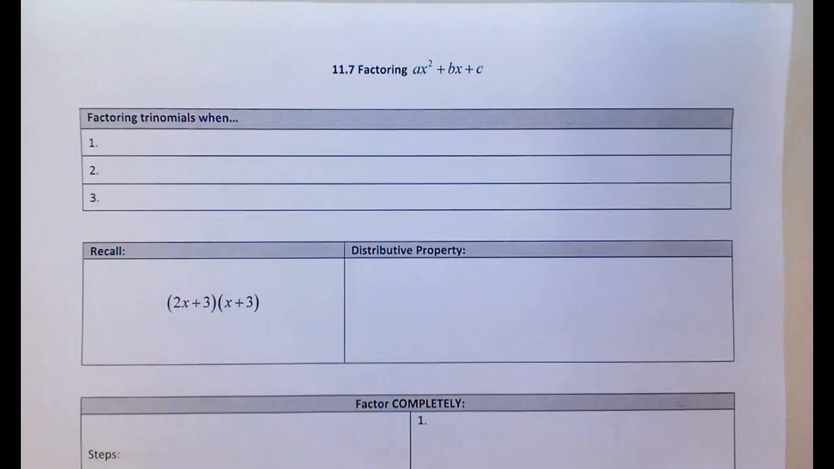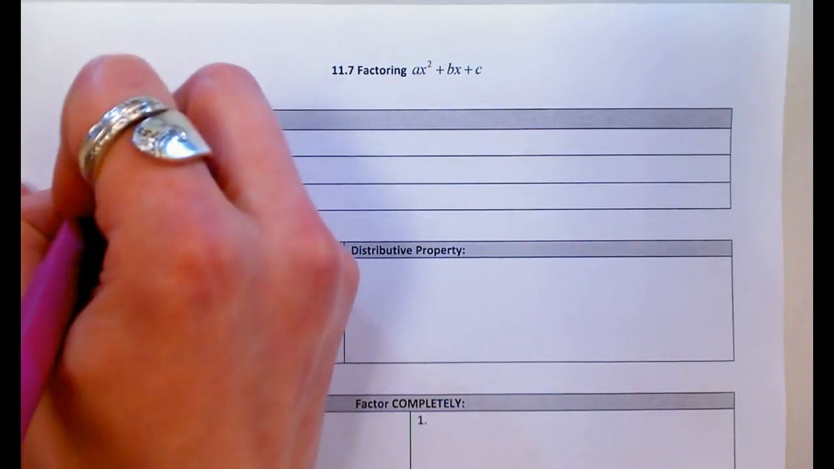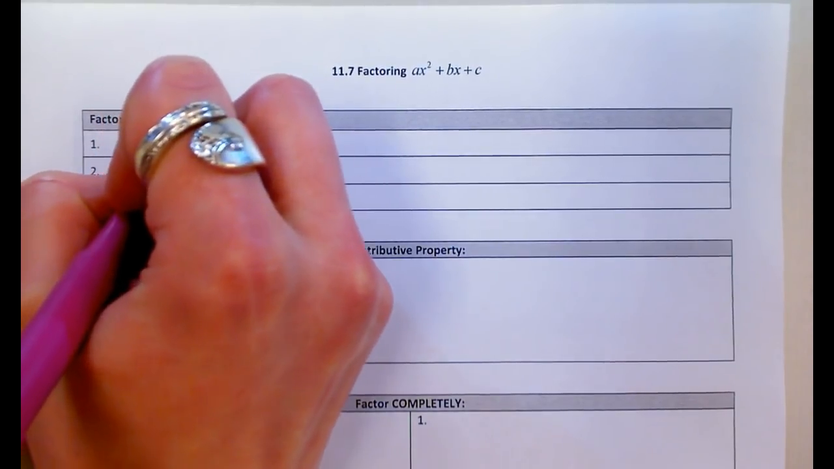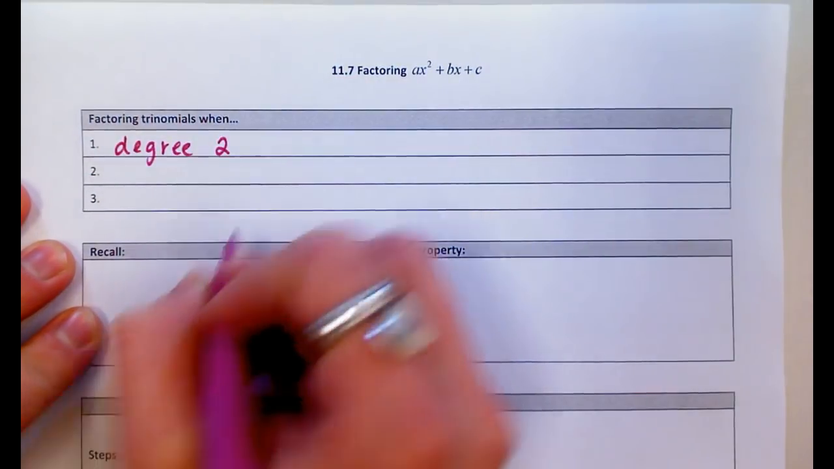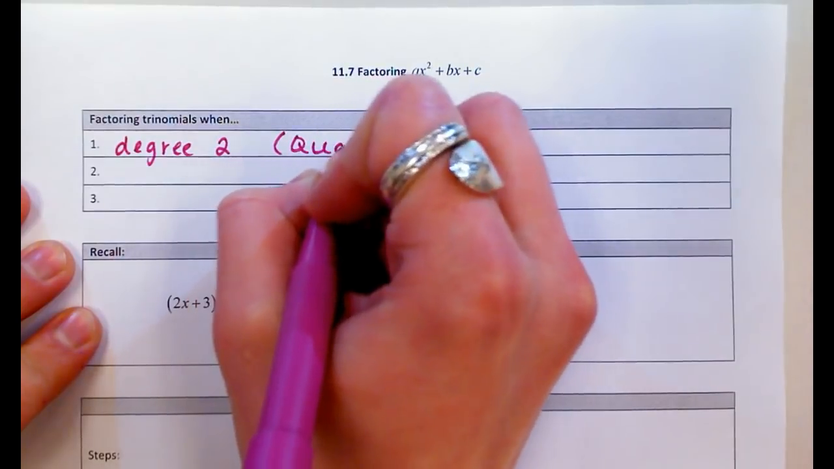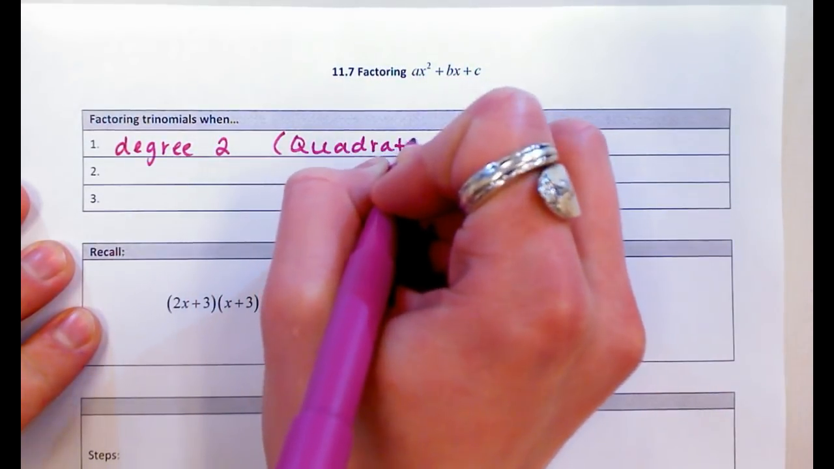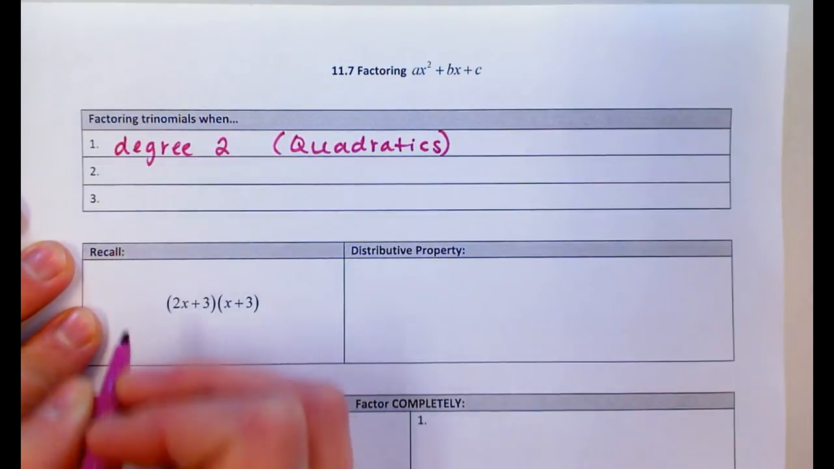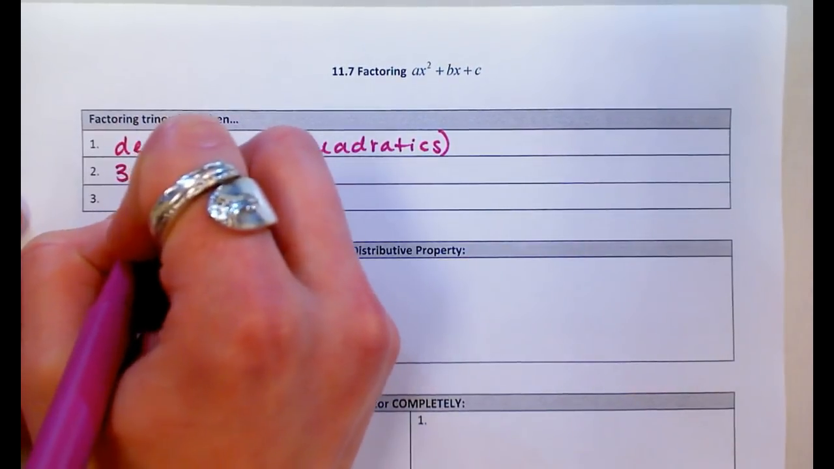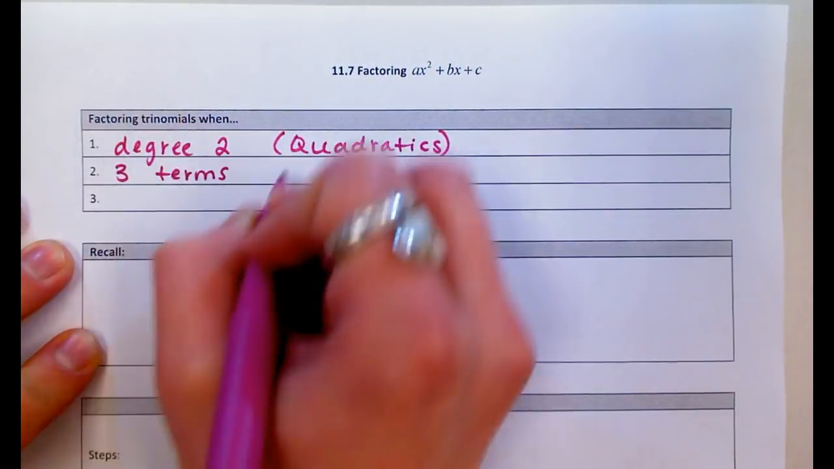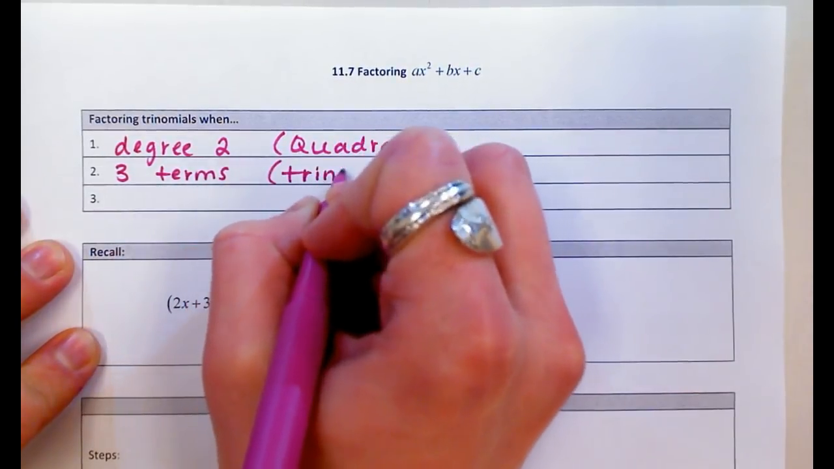All right, today we're factoring 11.7, ax squared plus bx plus c. We're going to be factoring trinomials with degree 2. So these will also be, like last night's, quadratics. They will also have 3 terms. So we're factoring trinomials.